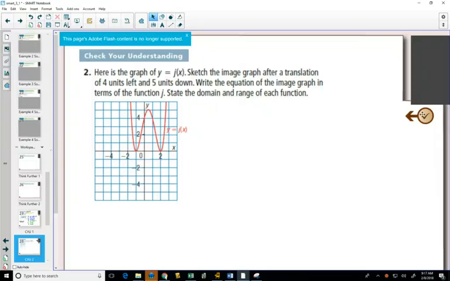Here is the graph of j of x. I think they should have called it w of x. Looks like a w graph. We want to sketch the image after a translation of 4 units to the left and 5 units down.